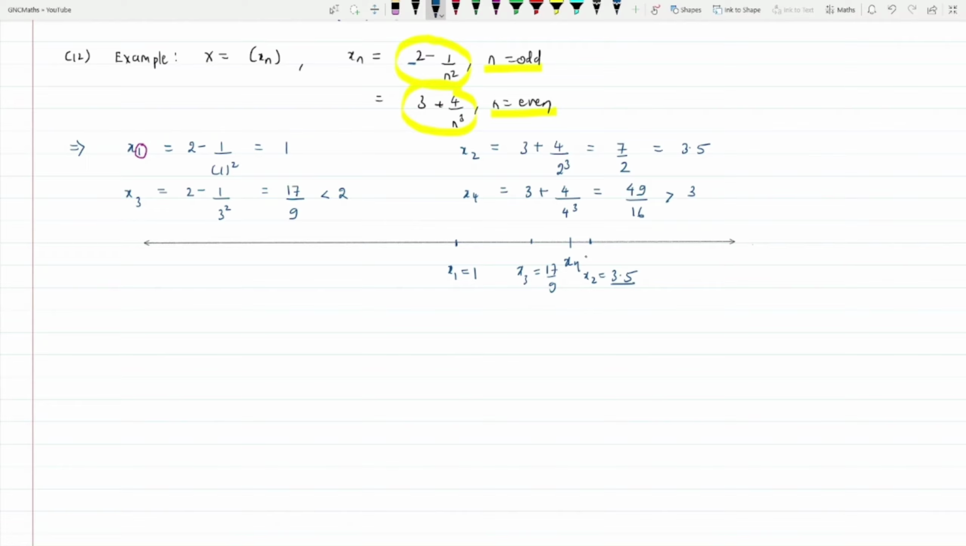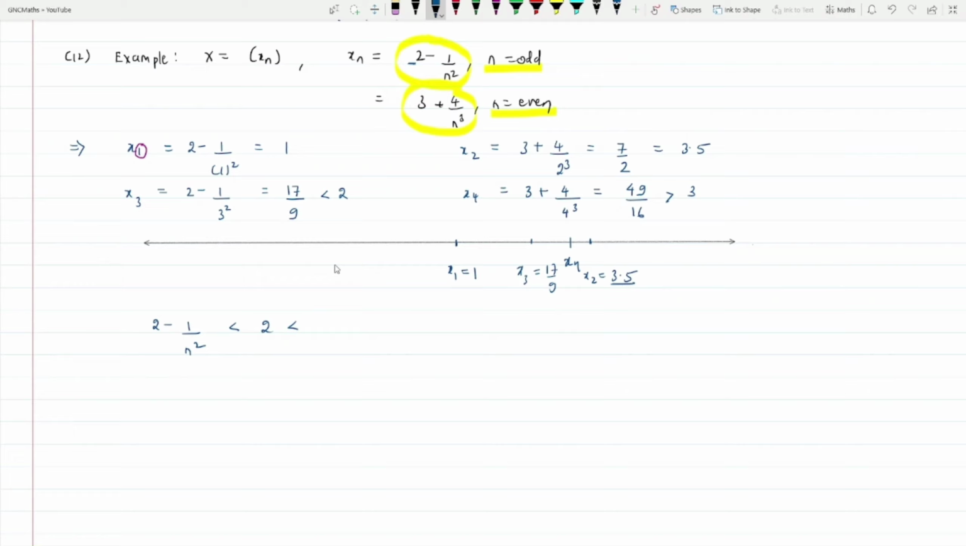Now let us see how the entire solution is going to run. After this, what we are going to do is the formal proof or solution of this particular problem, where we are going to discuss the boundedness. So let us start with xn for odd n, that is 2 minus 1 by n square. Since you know that 1 by n square is always a positive number and we are subtracting a positive number from 2, this is going to be smaller than 2.